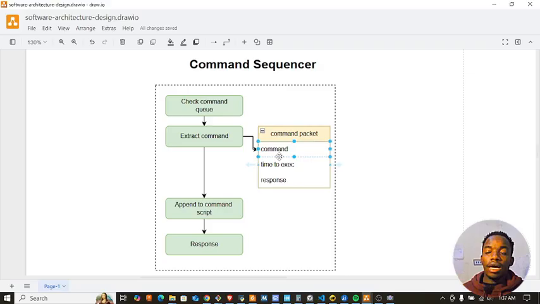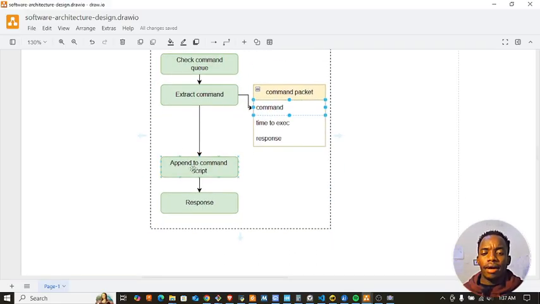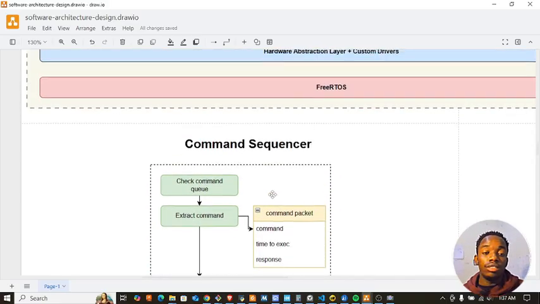The command is maybe turn on the camera payload at this specific point, maybe check the battery at this point, etc. So you have to check the command queue if there are commands that have been received from the ground station. You have to extract that command, parse it, append the command to the script, right? So the script is stored on board the CubeSat, and then we respond to the ground station with okay, or received, or acknowledged, or not acknowledged, etc.